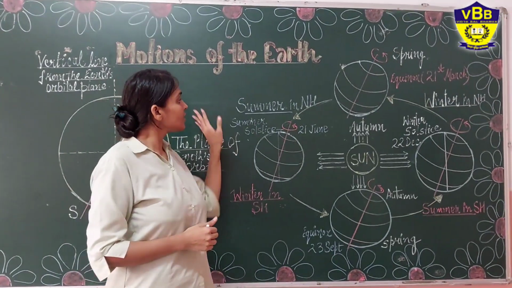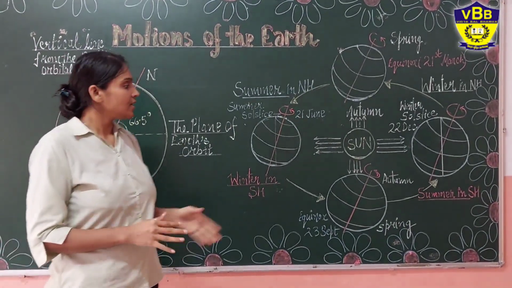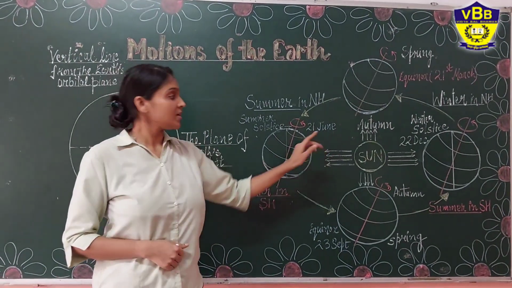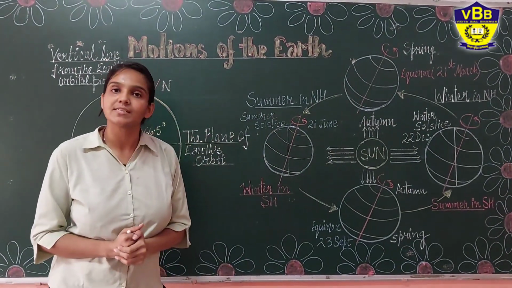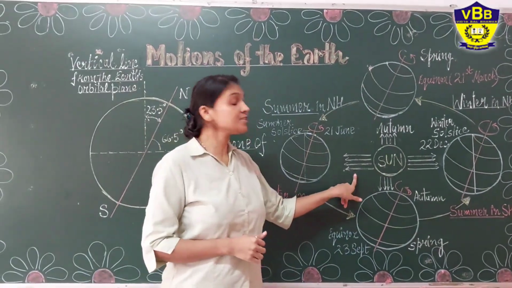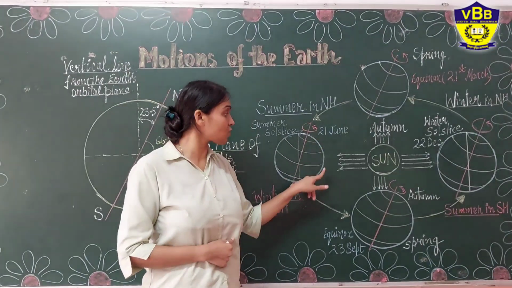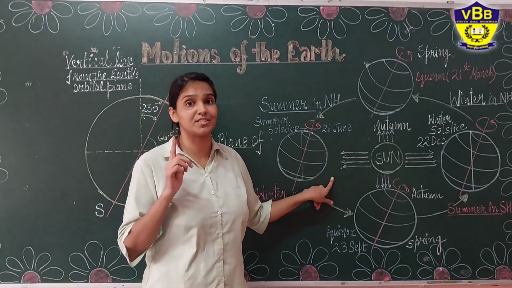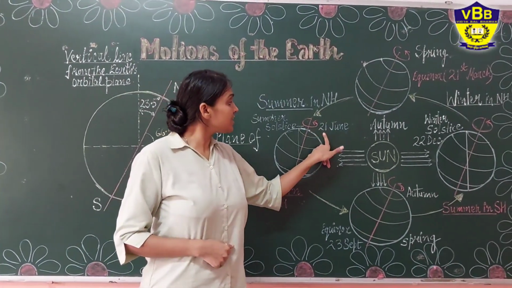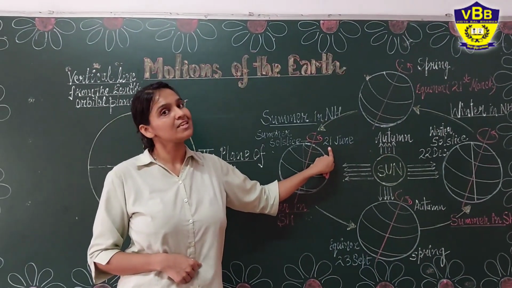Now, talking about the effect of revolution, that is seasons. Now we shall study how seasons are formed. Let us understand this diagram on the board. You can see on 21st June, the northern hemisphere is tilted towards the sun. Means the northern hemisphere would face the sun. The rays of the sun fall directly on the Tropic of Cancer. That means the region near the Tropic of Cancer receives the direct rays of the sun and they receive direct heat of the sun. The region near the pole gets slanting heat of the sun. So they get a lesser amount of the heat of the sun.